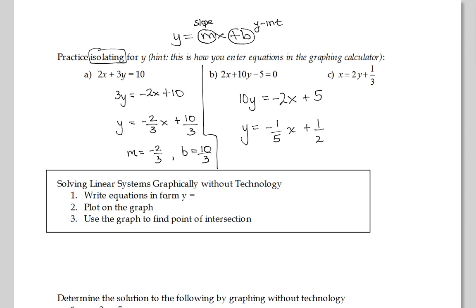How I got the negative 1/5 would be 2 on top of 10. They both can be divided by 2. You get minus 1 on top of 5. And for the other one, we had 5 on top of 10. Both are divisible by 5. You get 1 on top of 2. So just reducing to the lowest terms fraction.